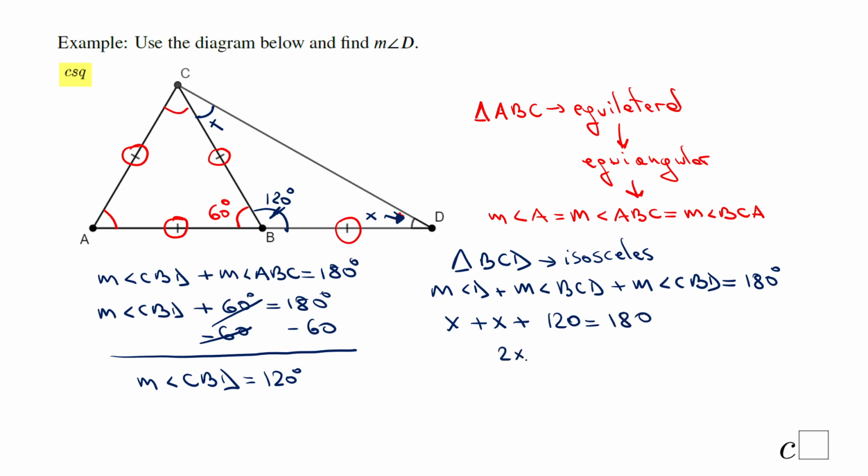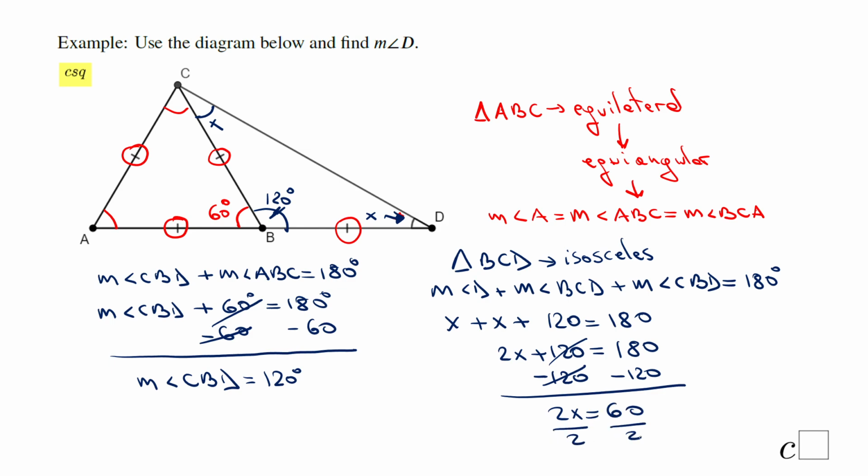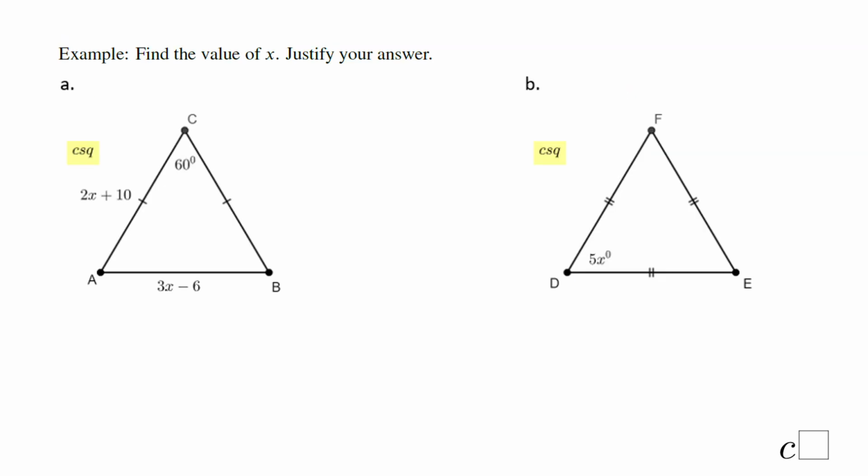We're going to solve this equation. 2x plus 120 equals 180. So subtracting 120 will be my next step. And we have 2x equals 60, and the final step here is to divide by 2, and we get x equals 30. But again, remember what x is. We called this angle D x, so the measure of angle D is 30 degrees.